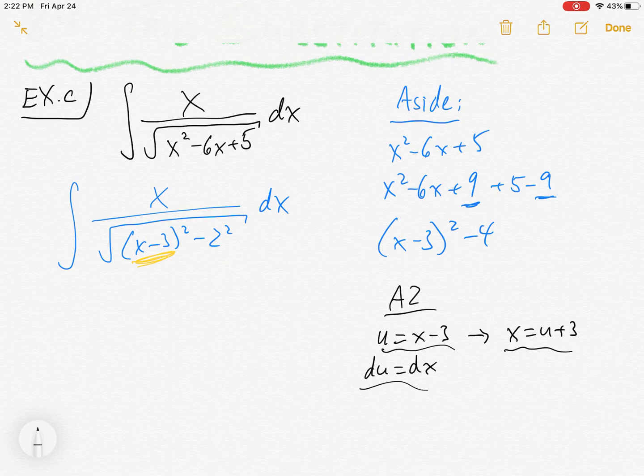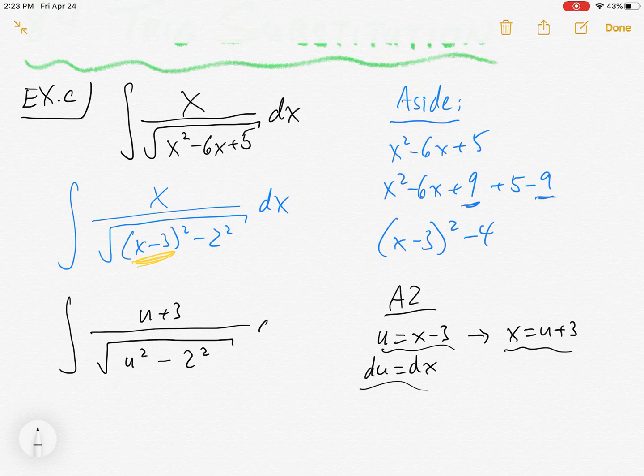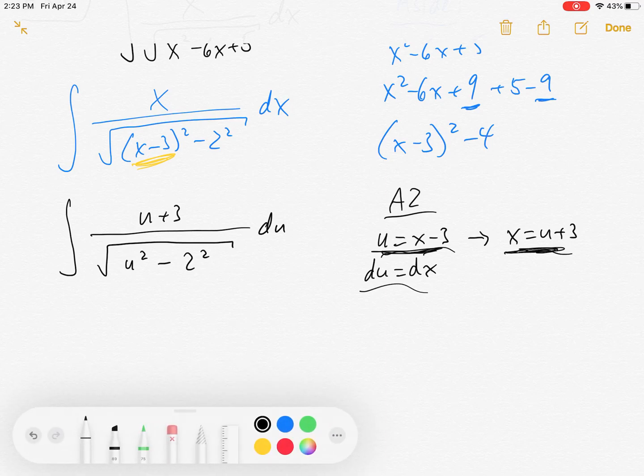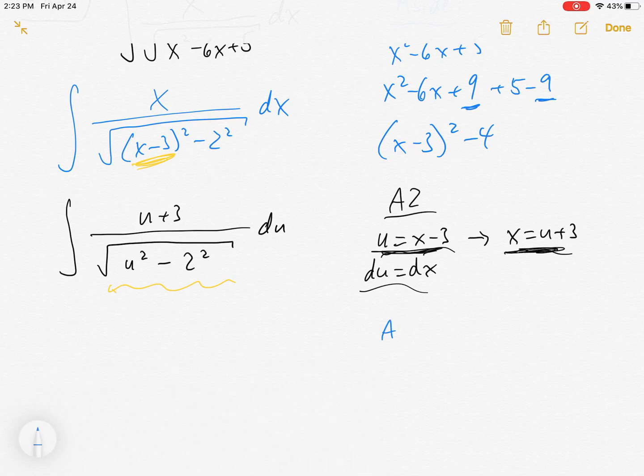And then this is Alfredo, as I call it with my students. So x is u plus 3. So you put that off to the side. We're going to need that. And we'll end up with the integral. Up top we have u plus 3. And down below we have the square root of u squared minus 2 squared du. Right, everything looks right. So our x was u minus 3, or x minus 3 was u. Okay, looks good.